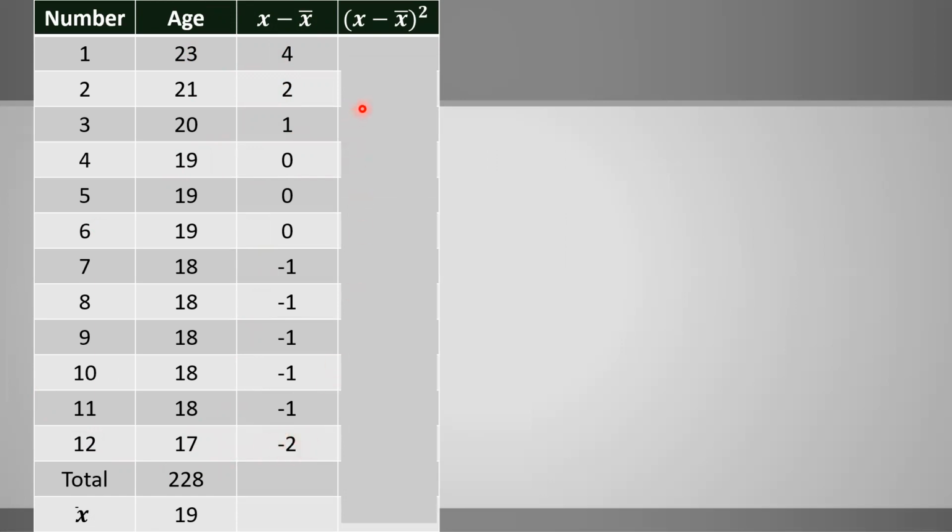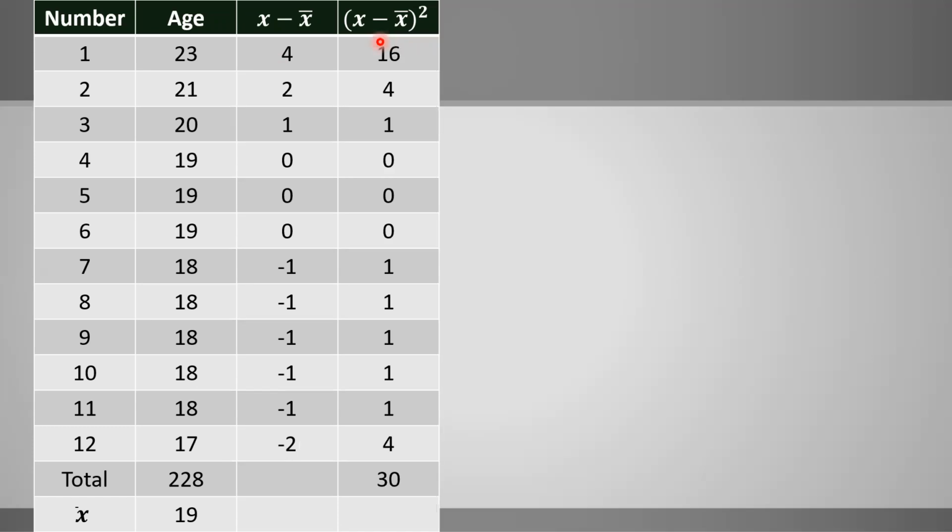Now, let's proceed with the fourth column. In our fourth column, we just have to square kung ano yung value natin from the third column. So, ang mangyayari, 4 squared is 16, 2 squared is 4, 1 squared is 1, 0 squared is 0, up to negative 2 squared is 4. And after that, we just have to add all the data from the fourth column. So summing that, we have the total of 30. So the value of this and 19 is needed for the computation of variance.